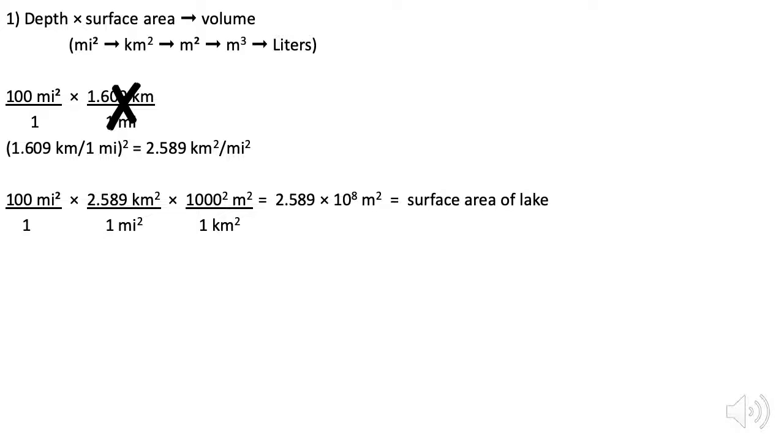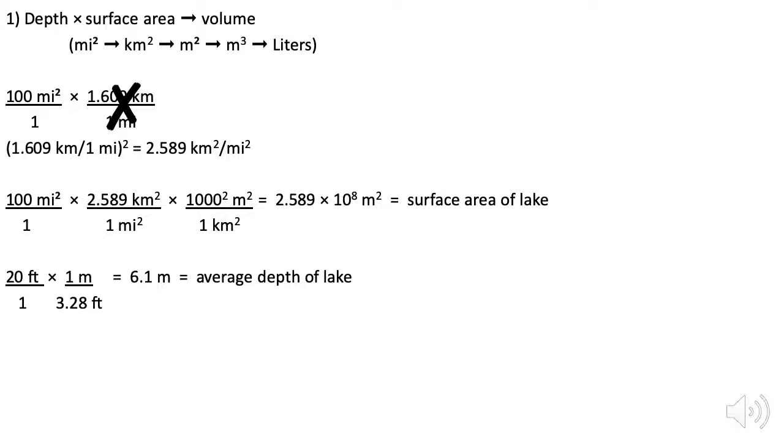So it's now actually 1 kilometer squared is equivalent to 1,000 squared meters squared. It's a much bigger number. So doing some math, I'm going to see my miles squared units cancel, my kilometer squared units cancel, and I'm left with this value of 2.6 times 10 to the 8th meters squared. That's still just the surface area of my lake.